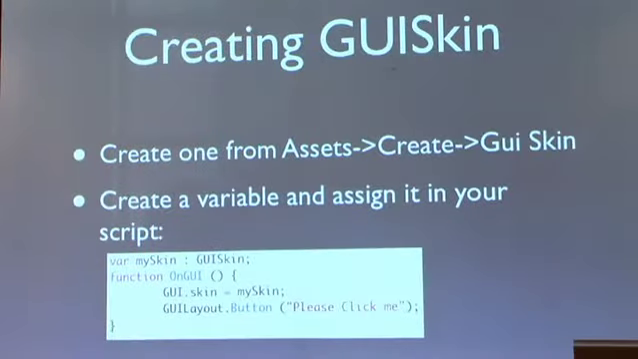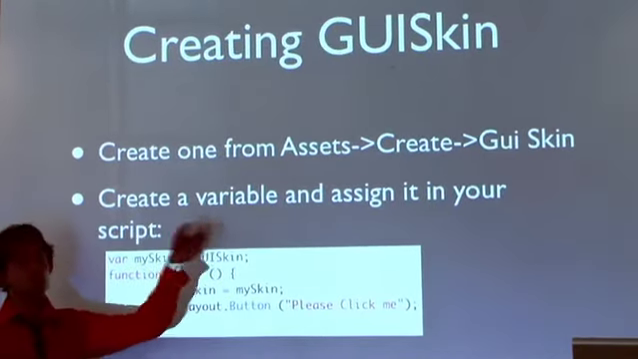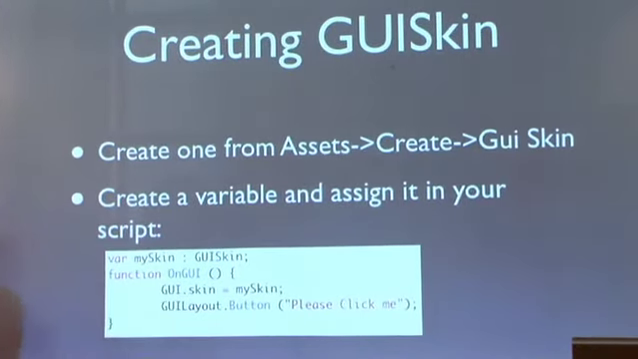So when you create a GUI skin, a GUI skin is an asset, a bit like a texture. So you just, in Unity, go to Assets, Create GUI Skin, and you get a GUI skin in your project folder.